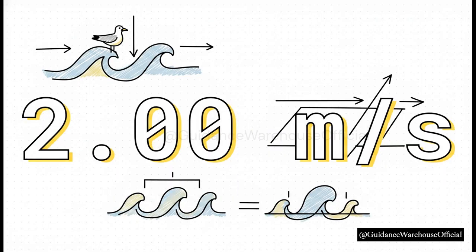Well, if we take our formula, we know velocity equals wavelength divided by the period. So we simply divide that 10.0 meter wavelength by the 5.00 second period. 10 divided by 5, and that gives us exactly 2.00 meters per second. That is the actual speed the wave's energy is zipping across the water, even while our little seagull mostly just rides it up and down.